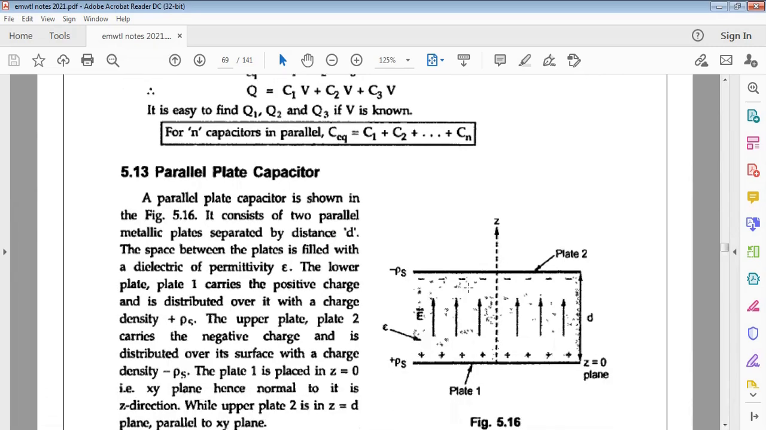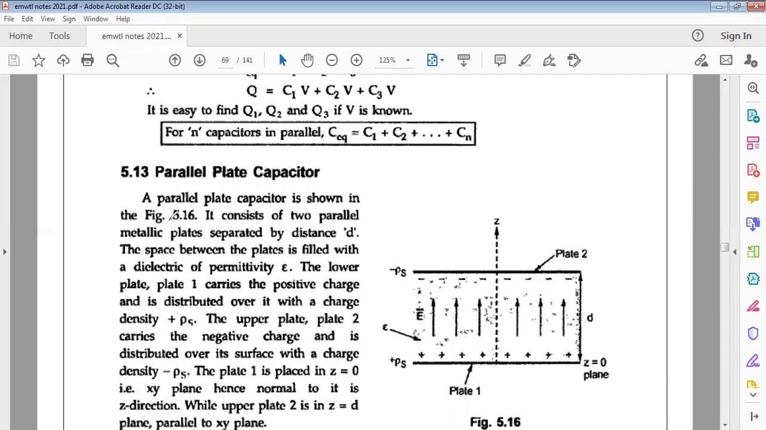Parallel plate capacitor. Let us assume a parallel plate capacitor with plate 1 carrying positive charge, placed at Z equal to 0, and plate 2 carrying negative charge. The charge density is rho s on both, since one is a positive surface and the other a negative charge surface. Plate 1 is at Z equal to 0, and plate 2 is placed at Z equal to d.